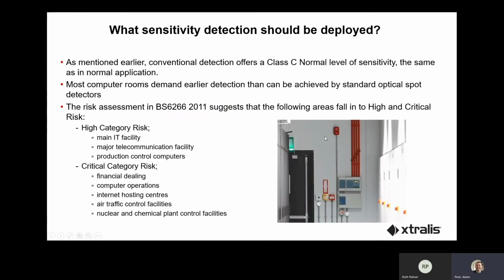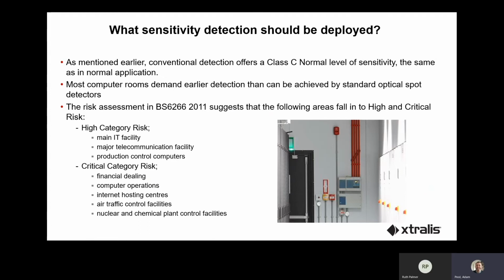So what sensitivity should be deployed? We mentioned earlier, conventional detectors offer only a Class C normal level of sensitivity, so the same as you'd have in a normal office environment. And is that adequate for a computer room? Most computer rooms do demand earlier detection, so a data center operator is going to want to have a fire alarm as early as possible, within reason, so that they can react to the problem quickly and solve the problem of downtime. So standard optical detectors can't give that level of coverage.